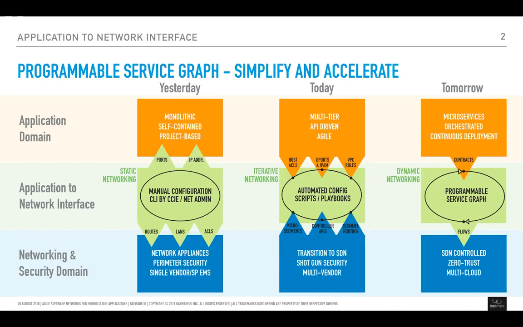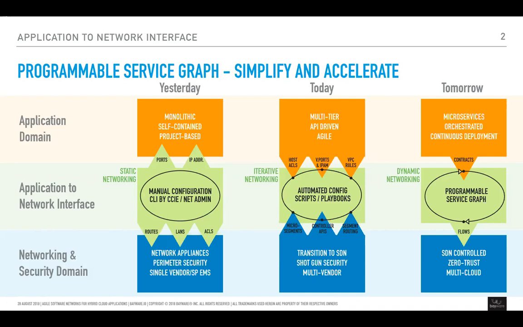The application domain is pushing multiple solutions. Host ACLs, virtual ports and IP address management. Each cloud has its own virtual private cloud rules. And we have the networking and security domain pushing multiple solutions. Microsegmentation, multiple SDN controller APIs, and segment routing. This is at best iterative networking because NetOps and DevOps professionals have to write scripts to string together these multiple solutions.